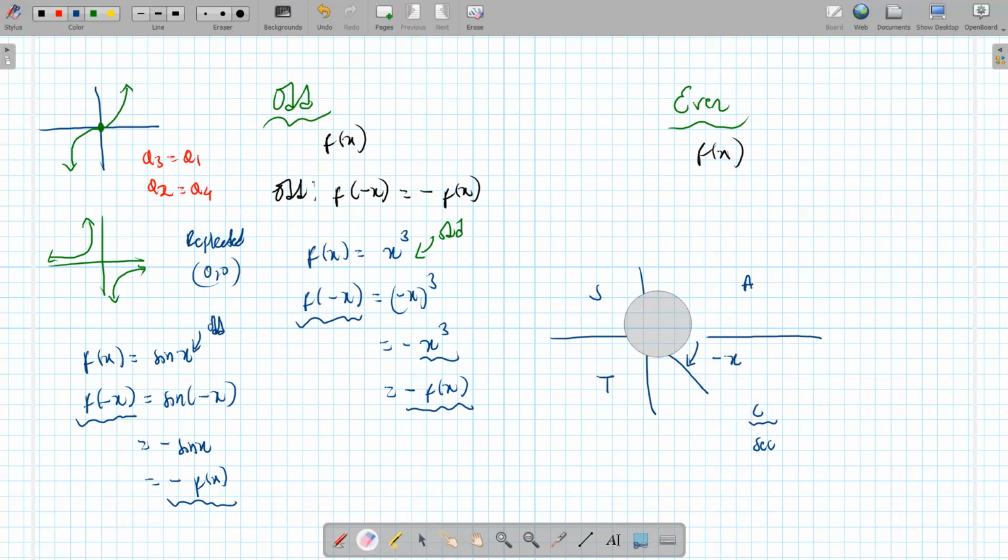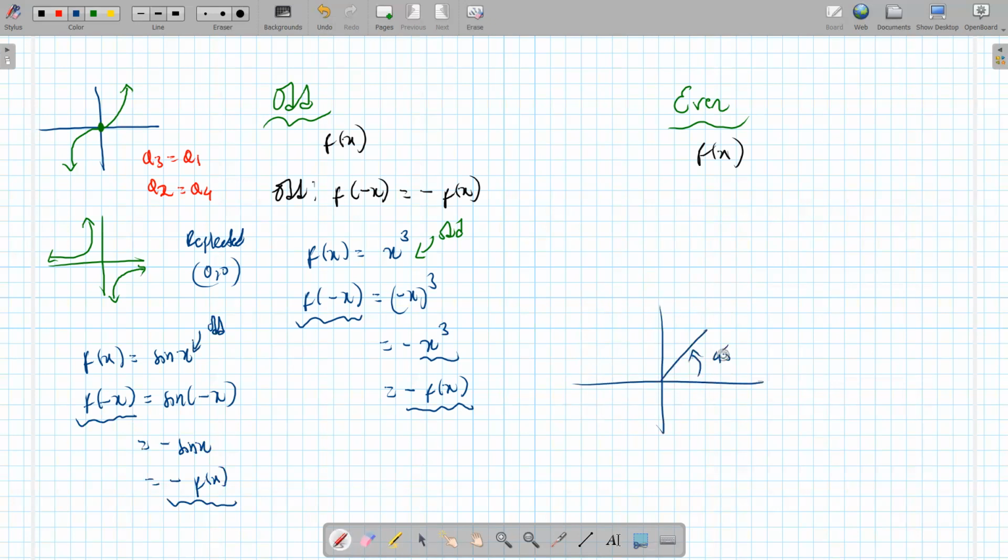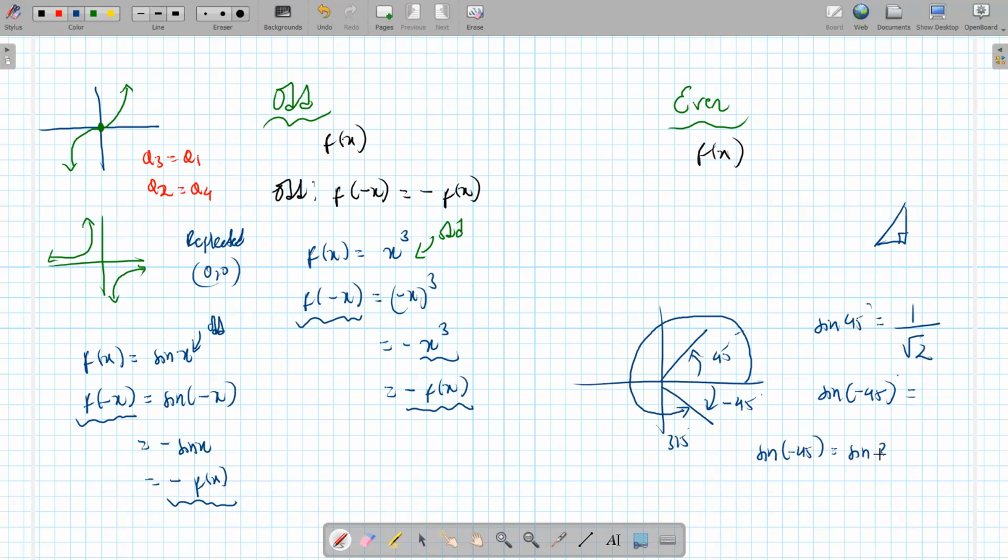If you want a numerical example here for this one, let's say you have 45 degrees. Sine of 45 is, you can get this from the special 45, 45, 90 triangle. It's 1 over root 2. Now, in the same vein, let's say you're trying to find sine of negative 45. So if we're going down this way, it's negative 45. Well, if we go our usual way, that's going to be 315. So sine of negative 45 is the exact same thing as sine of 315 if you want positive angles.